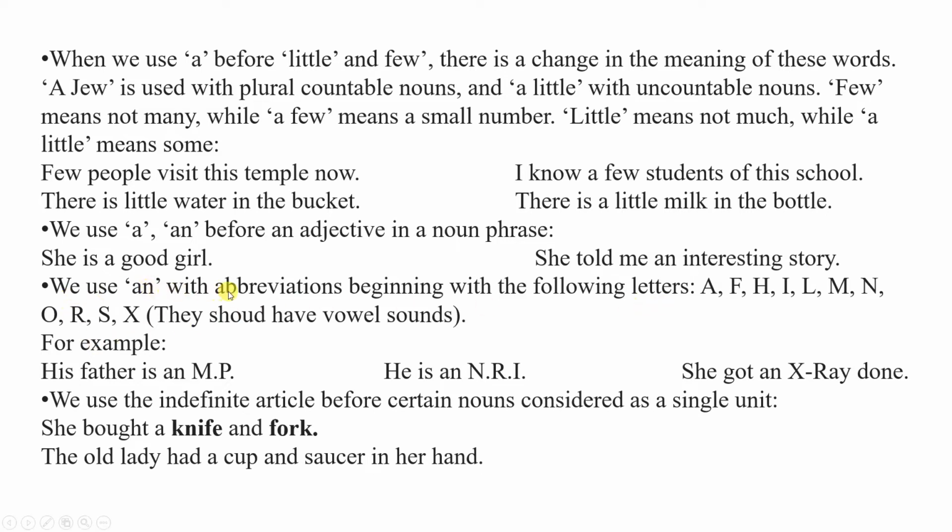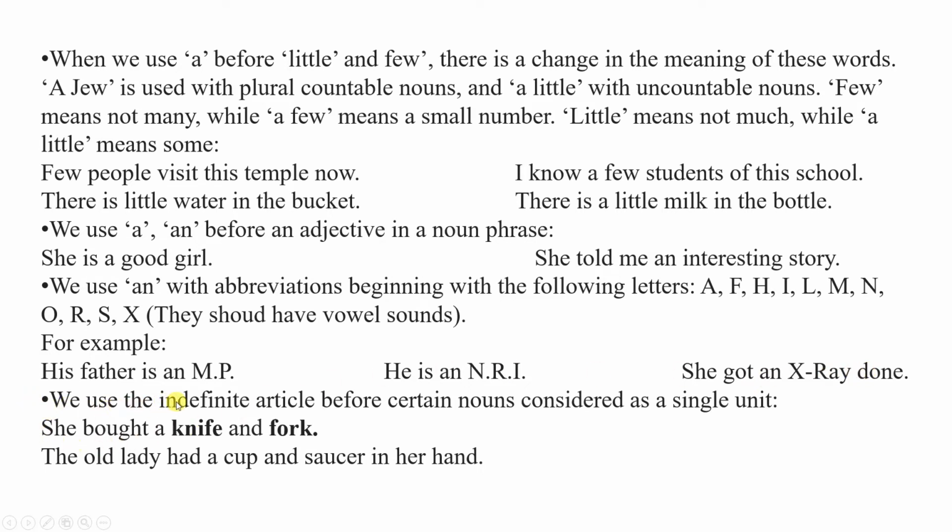We use an with abbreviations beginning with the following letters: A, F, H, I, L, M, N, O, R, S, X. They should have a vowel sound. For example, his father is an MP. So, the E sound is pronounced here. He is an NRI. She got an X-ray done.